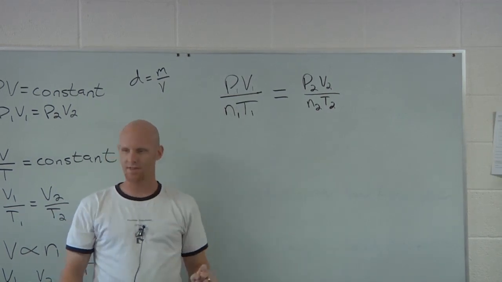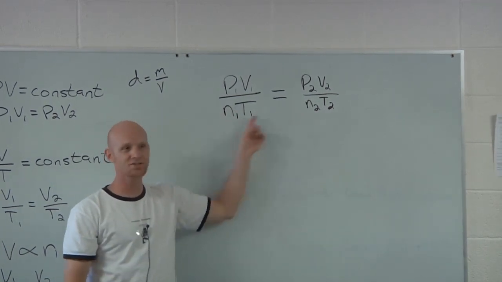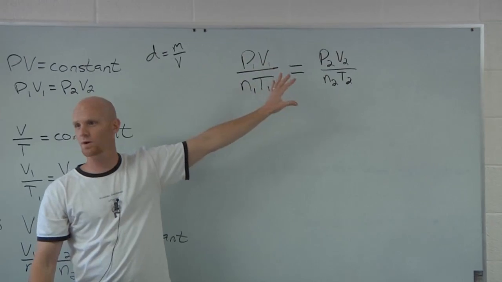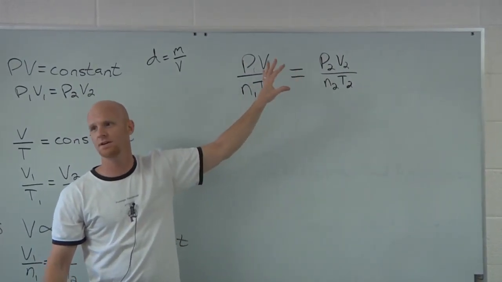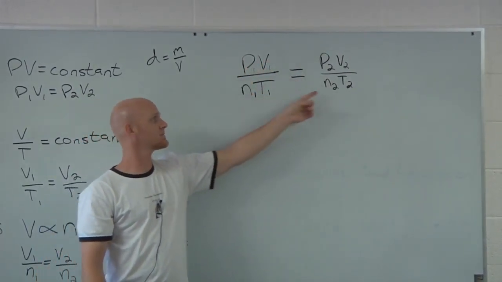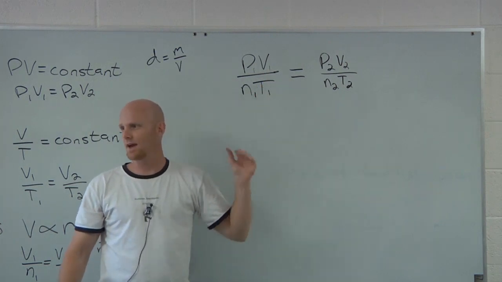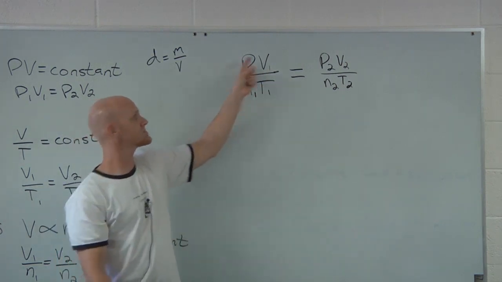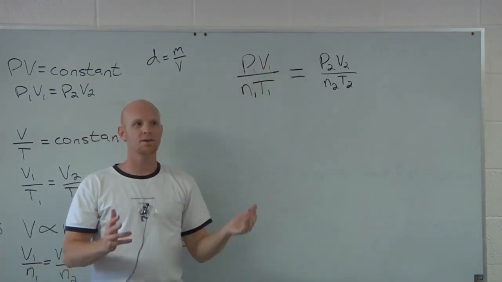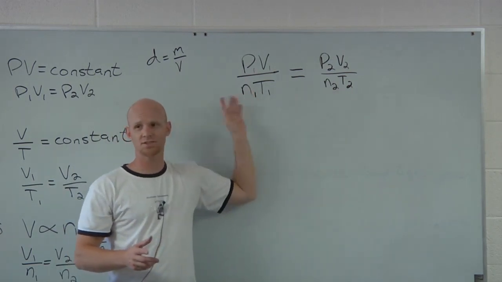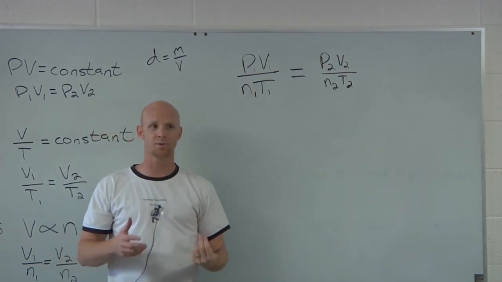However, there's one time when that doesn't work, when the moles of gas changes. So this one will work for any variable changing. Notice if the moles of gas are equal, great, they cancel. If the pressures are equal, great, they cancel, and so on and so forth. If any two variables don't change, just cancel them out. They're going to fall right out of there algebraically.